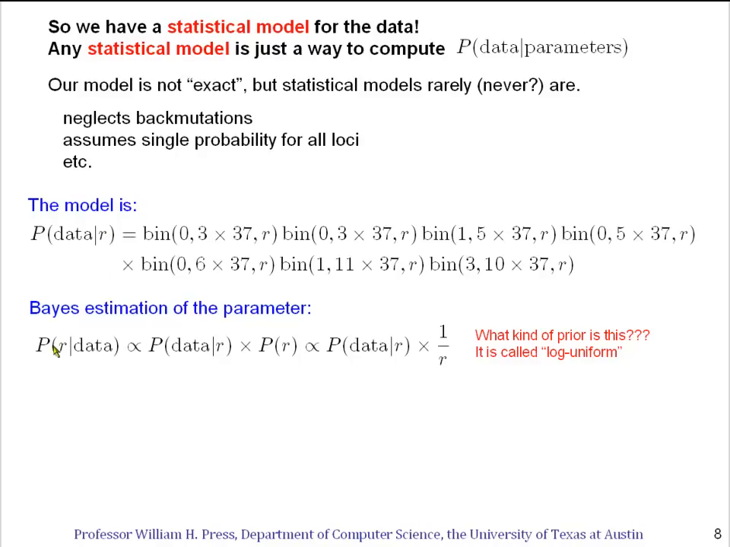Now we get to do the Bayes thing. What we're interested in is the probability of R given the data. Bayes says that's the probability of data given R, our model, times a prior on the R. What shall we take for a prior? I'm going to take as a prior 1 over R. That's something that you haven't seen before. Looks a little strange. You know, usually we've been taking priors to be the uniform prior. Well, this prior is not the uniform prior, but it's called the log uniform prior.